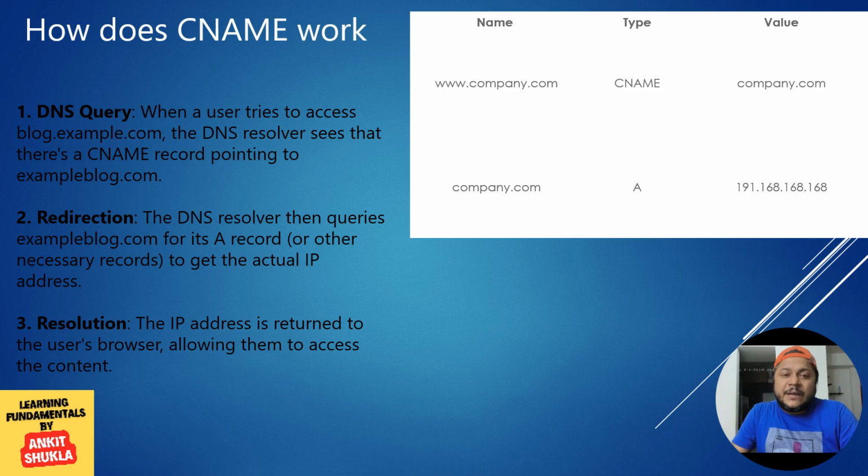Let's understand how CNAME works. Look at this diagram on the right hand side very carefully. We have a root domain name, which is company.com. We have a CNAME record for this domain, which is, let's say, what a user accesses: www.company.com. Now, the DNS resolution process for a CNAME record works in this sequential order.